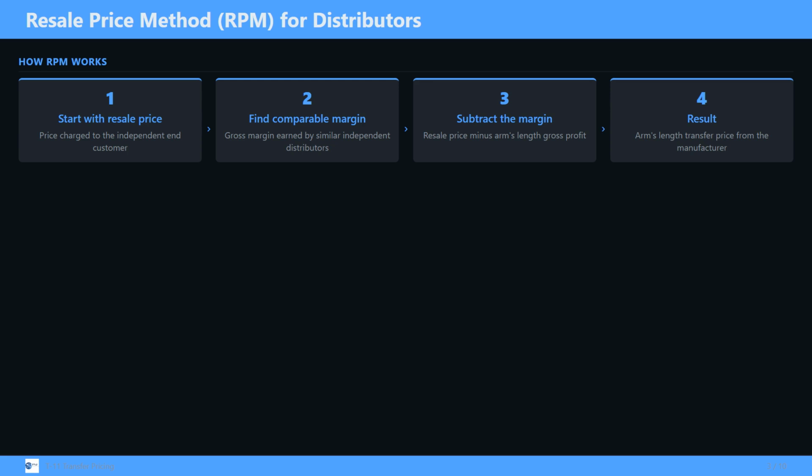Let's start with RPM. Picture a distributor that buys a product from an affiliated manufacturer and resells it to an unrelated customer. Because we can observe the resale price to that outside customer, and we can find a comparable gross margin earned by similar independent distributors, we can work backward to figure out what the manufacturer should have charged in the first place.